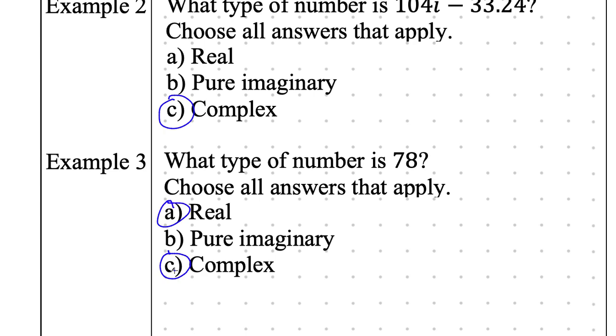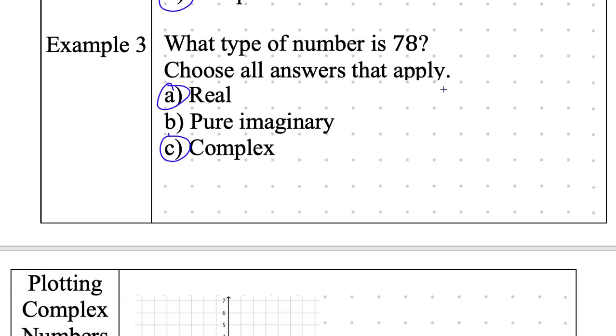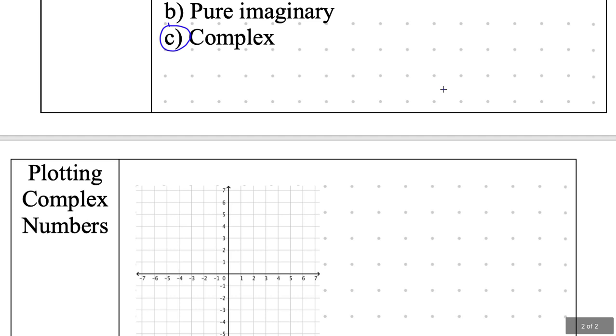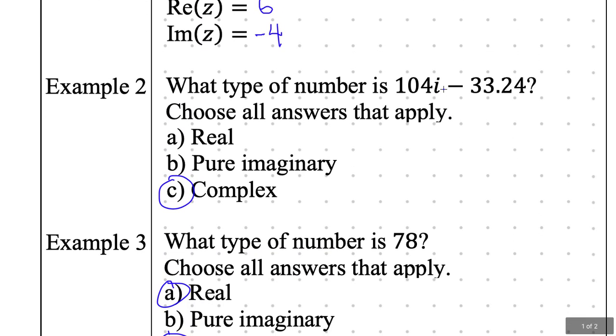Why is it complex? It is always complex because complex encompasses both real and imaginary. Good question, Chris. Does that make sense? So, always choose complex.